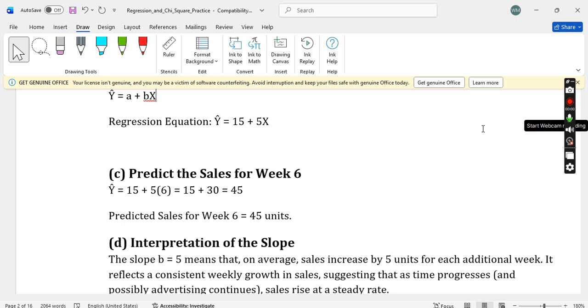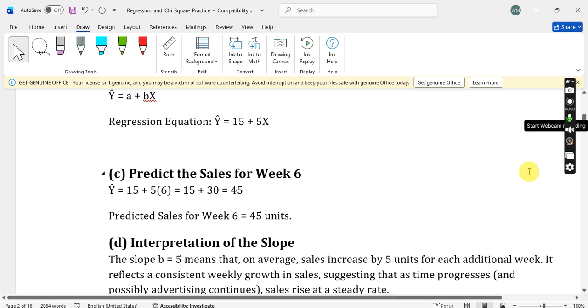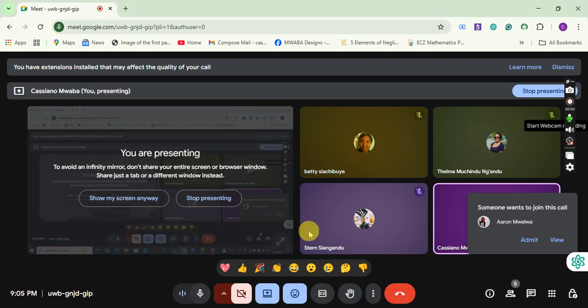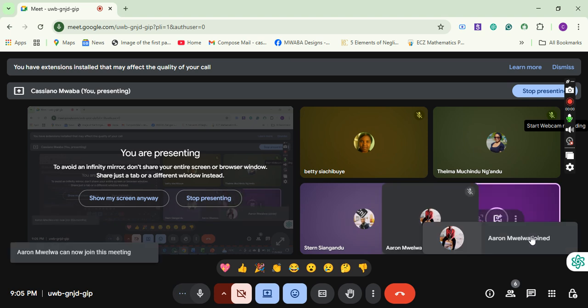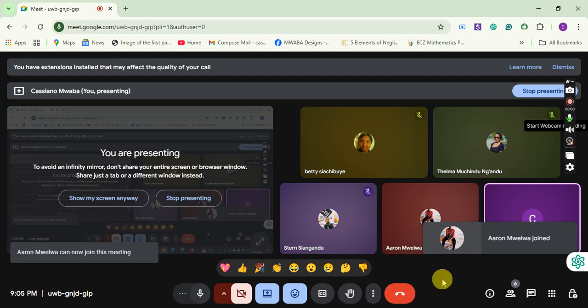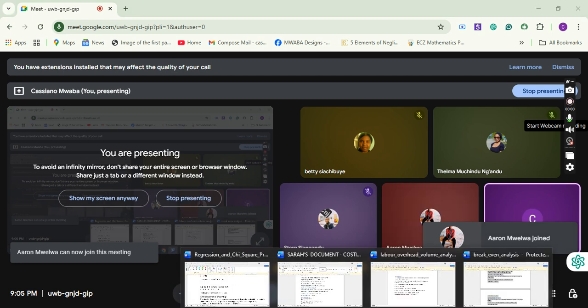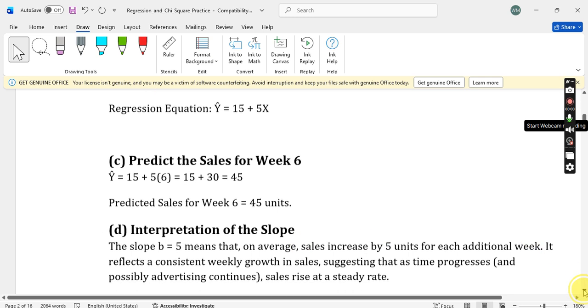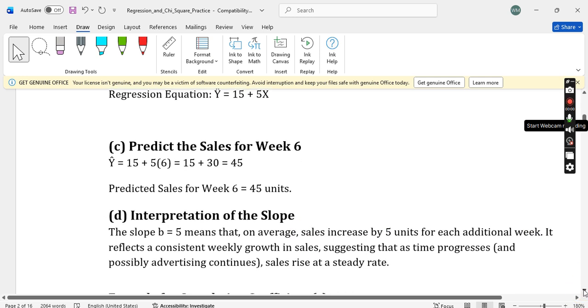Okay. So here, interpret the slope. As the weeks increase by 1 unit, the sales are also going to increase. The sales increase by 5 thousand. Yes, that's the interpretation of the slope. Any questions?